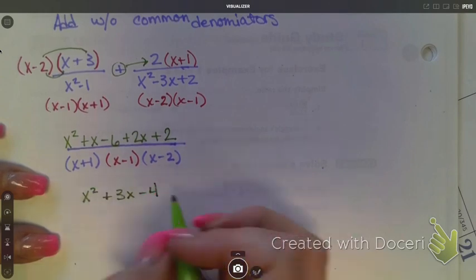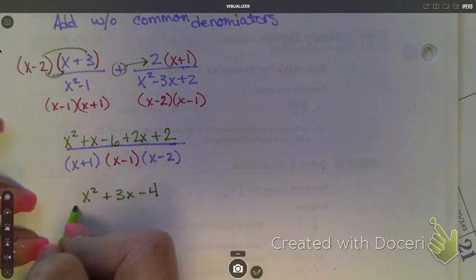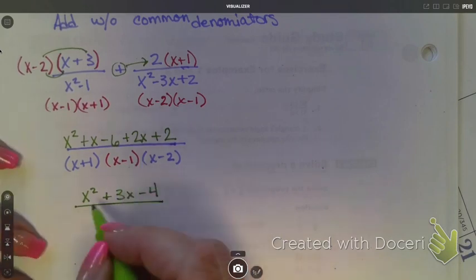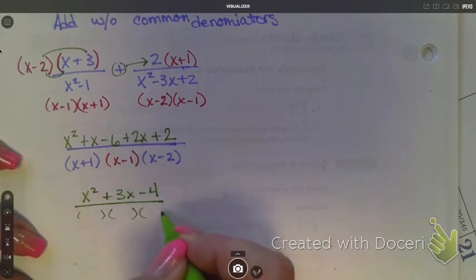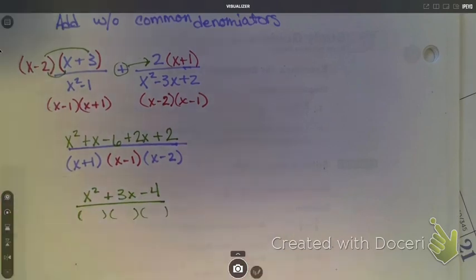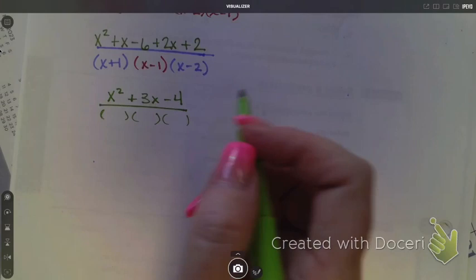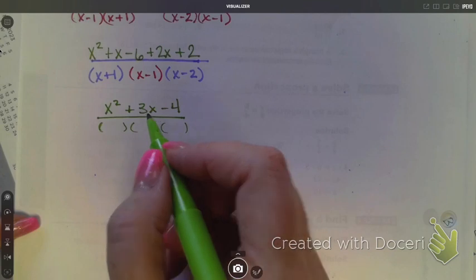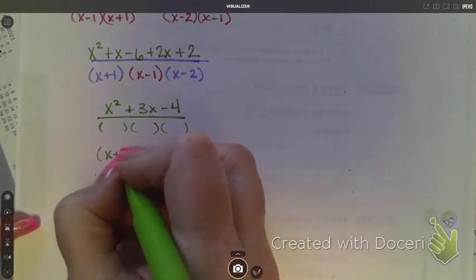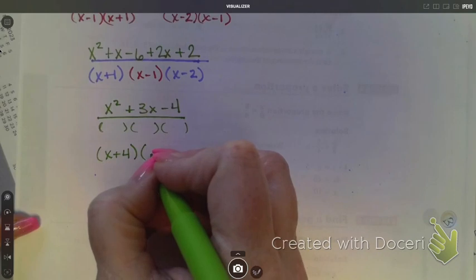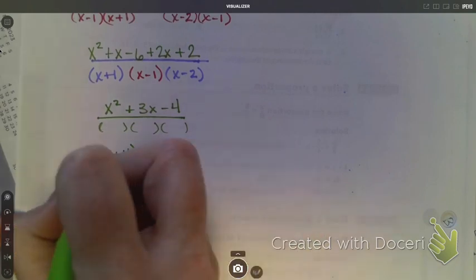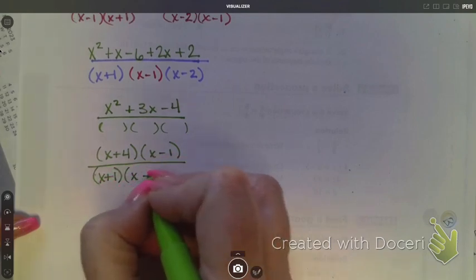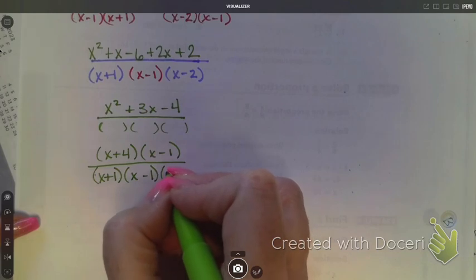Yep. Can't you factor that? Emma said, can't I do what? Factor. If I can factor, should I factor? Yes. So factors of 4 that have a difference. So it'd be x plus 4 and x minus 1 over x plus 1. Now I got to write them all, don't I? X minus 1 and x minus 2.